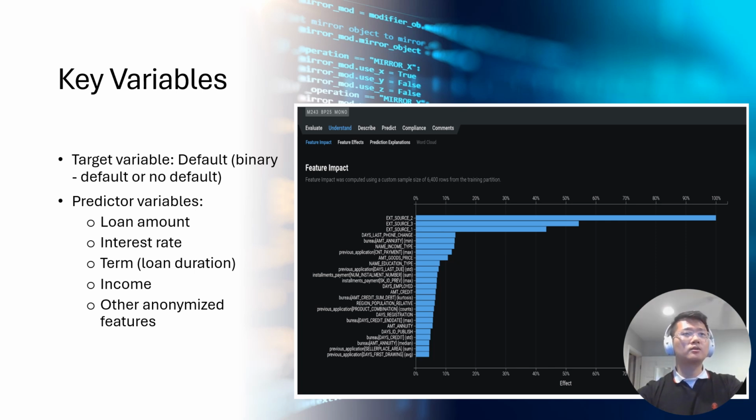Then the independent variables, or the predictors, would be loan amount, interest rate, and the term, which is the loan duration. For example, you could have a 30-year mortgage loan, or you could have a 5-year personal loan. Next you have your income level and other categorical, anonymized features. I believe these variables offer good insights into both the loan terms and the borrower's financial situation, and are the crucial factors that first come to mind for predicting loan performance.